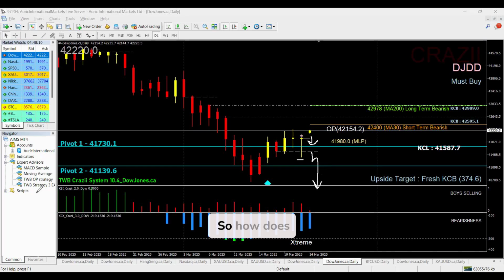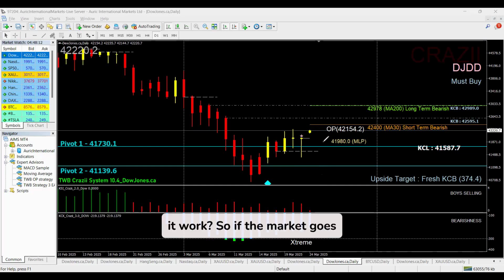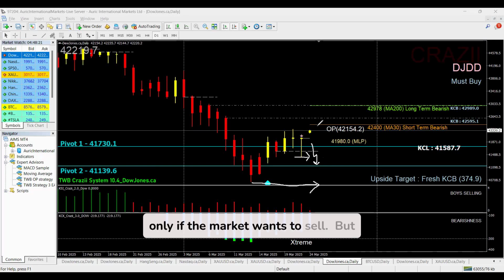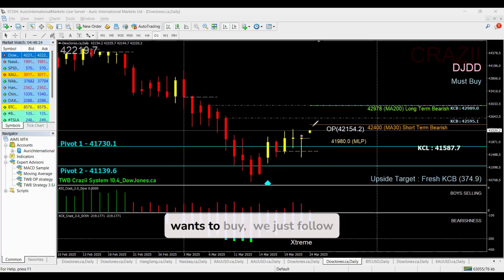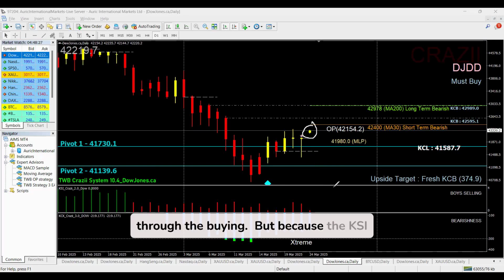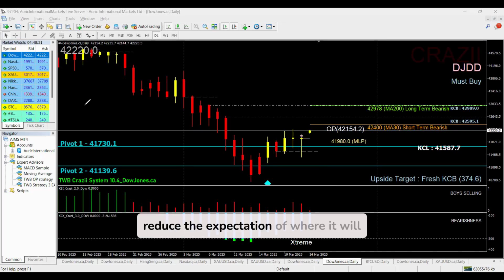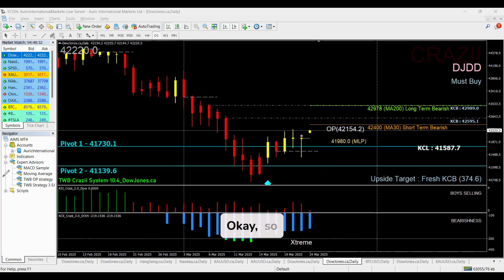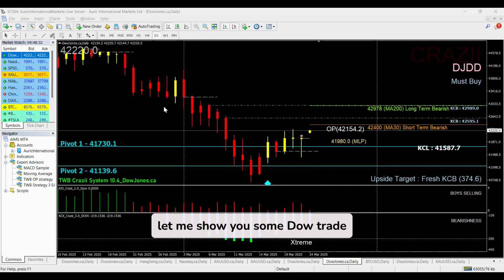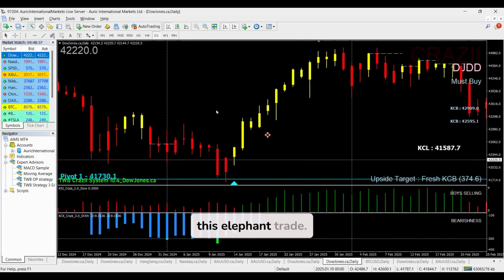All right, so how does it work? If the market goes down, you trade below OP, you have to break this point here and then close below it, and then you go down to this point. Now that is only if the market wants to sell. If the market intraday wants to buy, we just follow through the buying. But because the KSI is red, we try to reduce the size and reduce the expectation of where it will be going. Let me show you some Dow trades previously that followed this elephant trade.